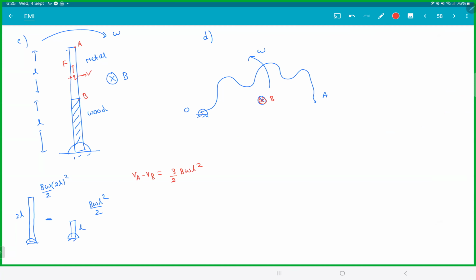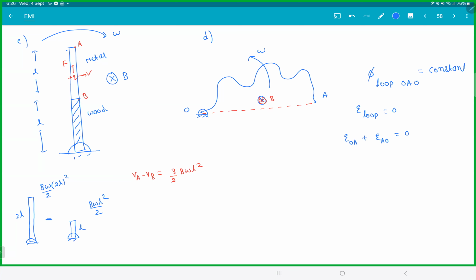What about D? In case D, complete the loop. So in the loop O, A, O, there is a flux, but this is constant, isn't it? No matter how much the loop rotates, will the flux change? The flux won't change. Therefore, EMF in the loop is zero. That means EMF from O to A plus EMF in A to O must be equal and opposite.